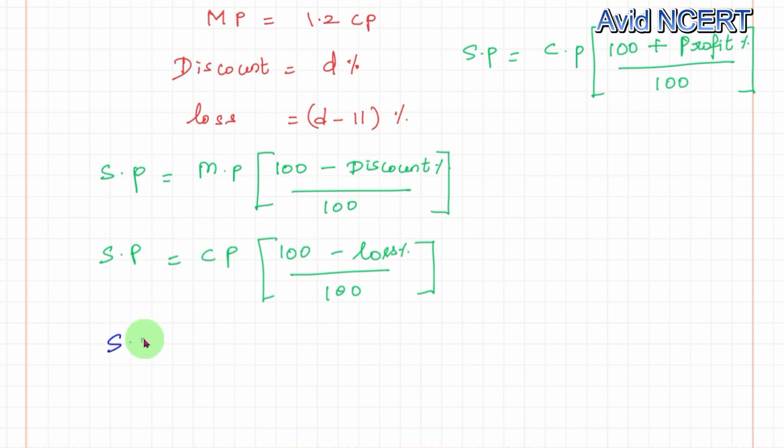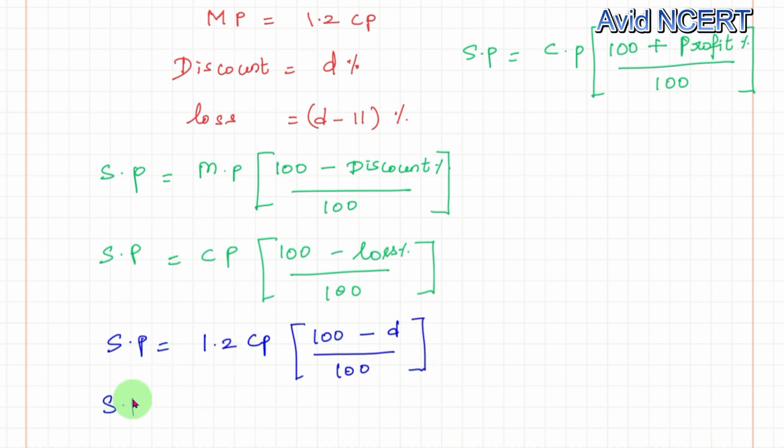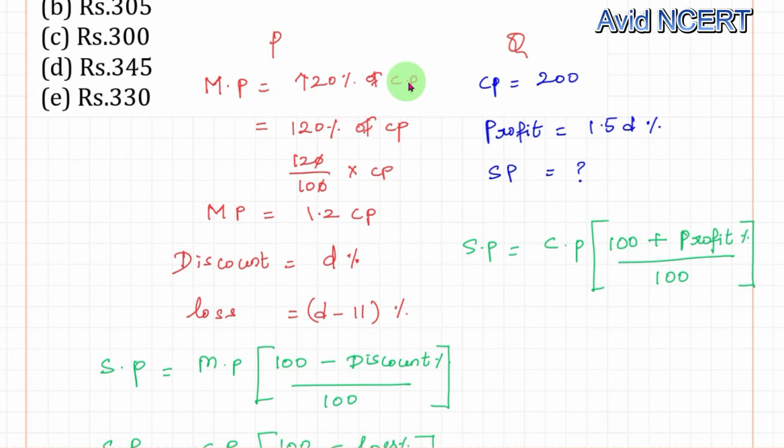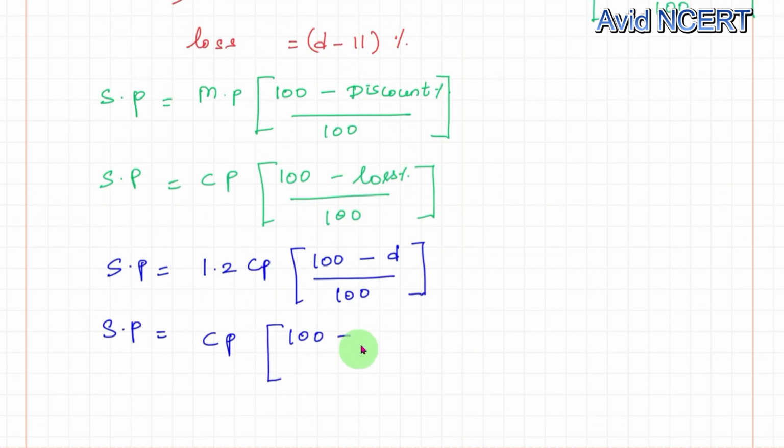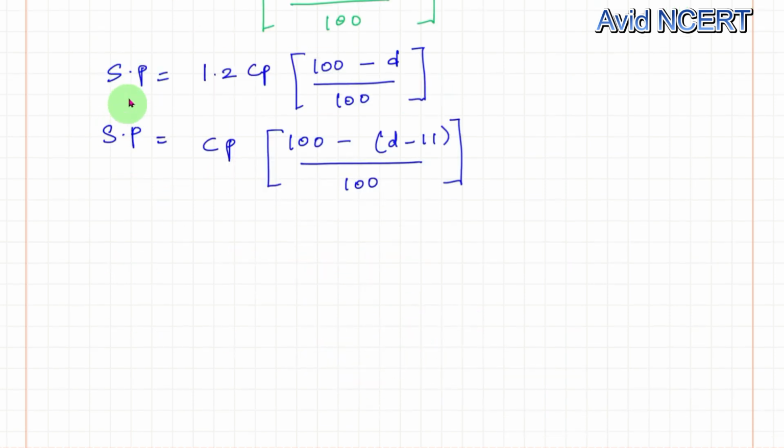So first, selling price equals mark price, which is 1.2 CP, into (100 minus D) divided by 100. This is the first way of finding the selling price. With the second set of values, selling price equals the cost price, so I'm taking CP as it is, into (100 minus loss percentage), which is D minus 11, divided by 100. Since these two are both the selling price, we can just equate them to find the value of D.